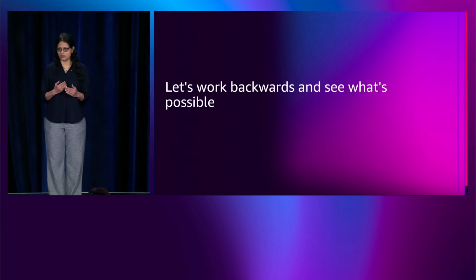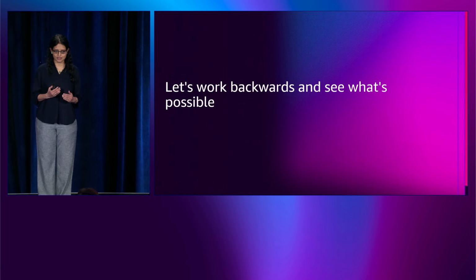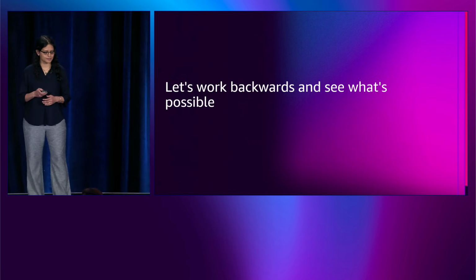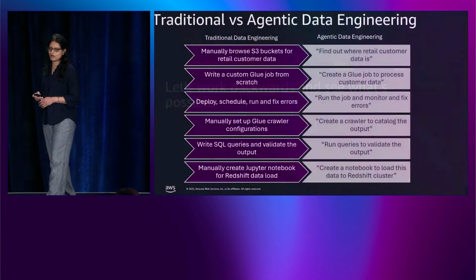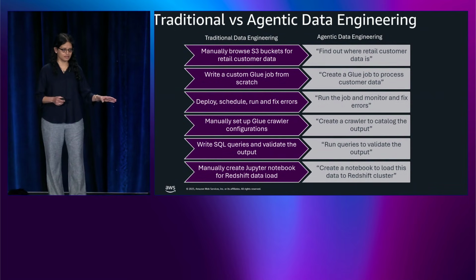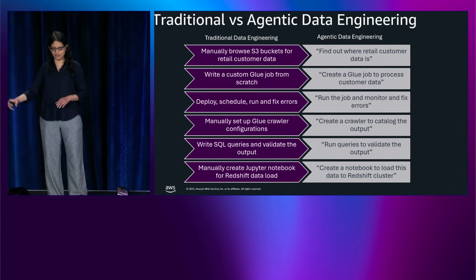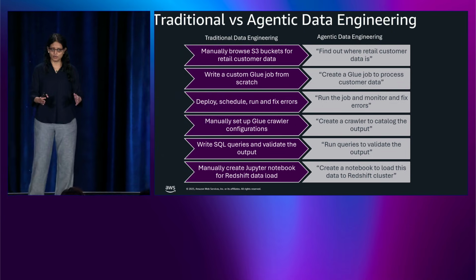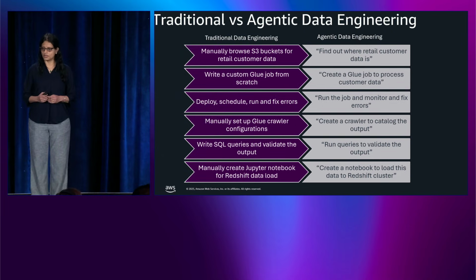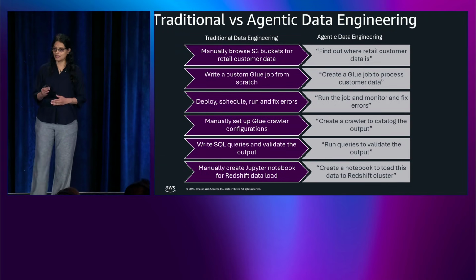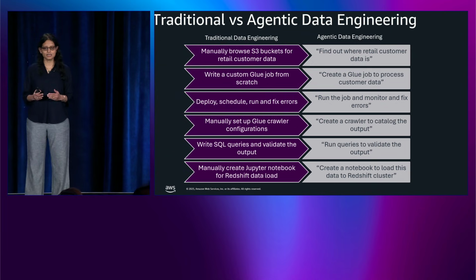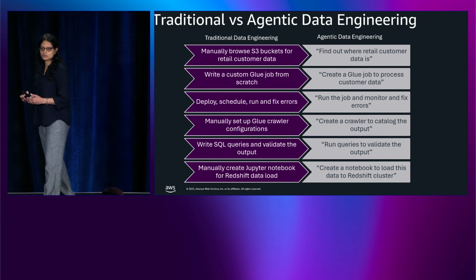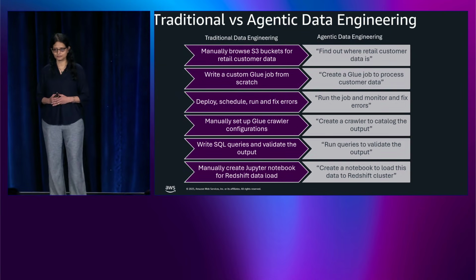So let's work backwards from what the ask is and see what is possible. Let's use this use case of a traditional data engineering versus with agentic data engineering. So let's go back that the developer or the data engineer got the requirement: find the retail customer data set, process it, check the demographics, validate it, and upload it to a data warehouse for reporting.